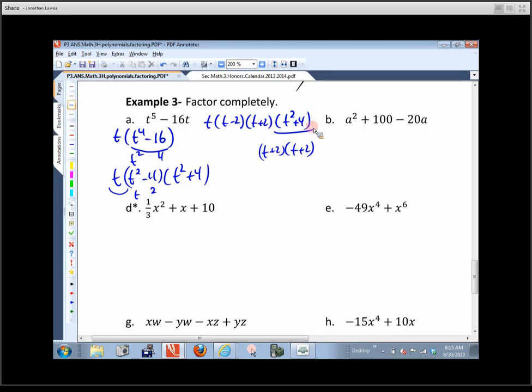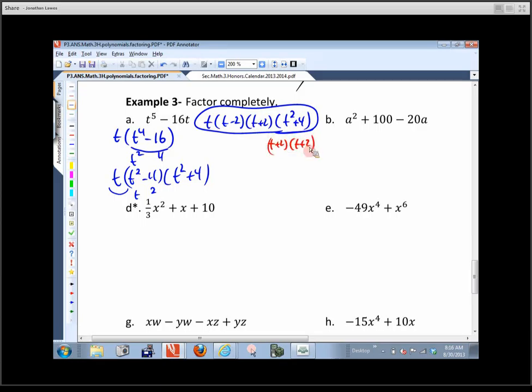Okay, you can't break this down anymore. This right here, that whole thing, that's factored completely. Okay, and if we wanted to be more specific, we'd say it's factored completely over the real numbers. Okay, so let me show you why this doesn't have an answer. This would be a sum of squares. There is no sum of squares formula.